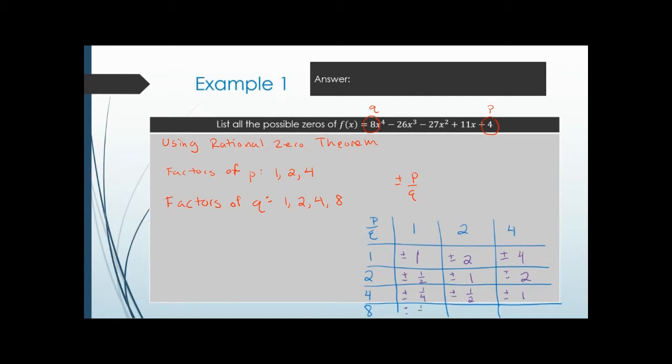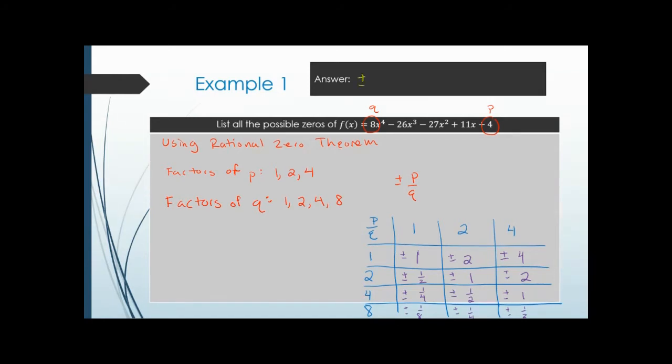Then I have plus or minus 1 over 8. Plus or minus 2 over 8 reduces to 1/4. And then plus or minus 4 over 8 reduces to 1/2. So I'm taking all of the combinations of the factors of P, all of the factors of Q, and I'm doing P over Q. So now you've got all of the choices, but some of them are repeating. So you only write down each one once.